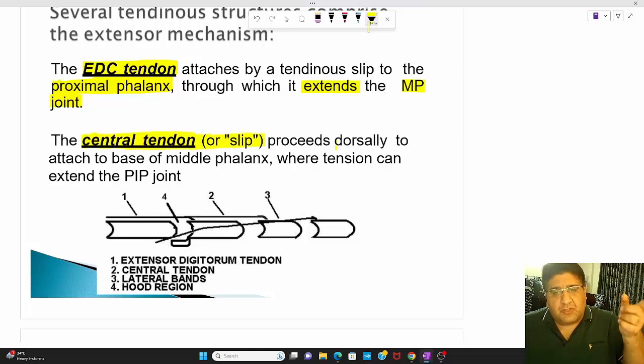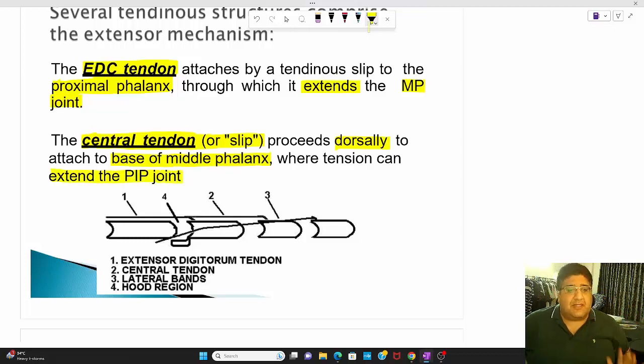Now this will again proceed dorsally. Everything is dorsal. That's why it's an extensor mechanism, and it will go and get attached onto the base of what? Middle phalanx. Okay, so it is actually going to get attached onto what? Base of the middle phalanx, where after getting attached onto the base of the middle phalanx, I've already told you, it is going to extend what? It is crossing what? PIP. So it will extend the PIP joint.